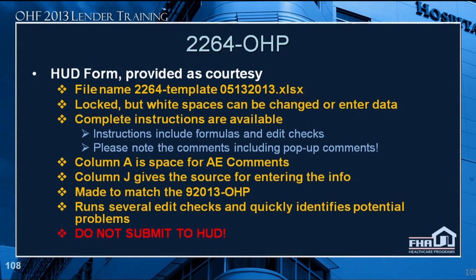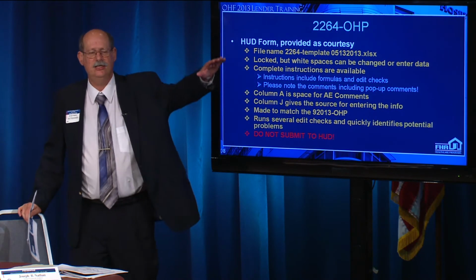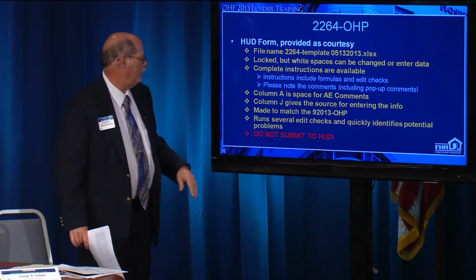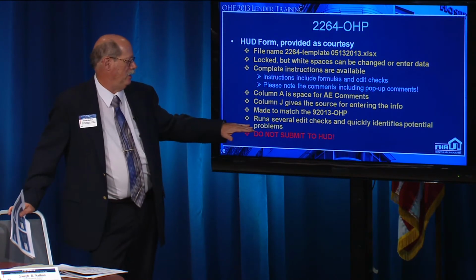You'll also see over on the right of the form, it's got the code section for the line from the 2013, or a handbook section that's going to be referenced, so you know exactly where it's testing when we get into the testing part of it. Column A is space for the AE comments. You could write your own notes there if you wanted to when you're doing it on your own. Column J gives the sources. We already talked about that. It's made to match the 2013. Basically, you just read the 2013 and go down from the top to the bottom, just kind of fill it out. There's one exception to that. I'll show you that in a minute.